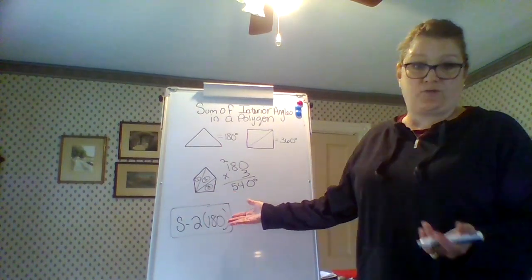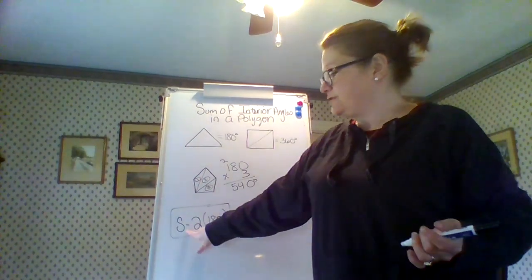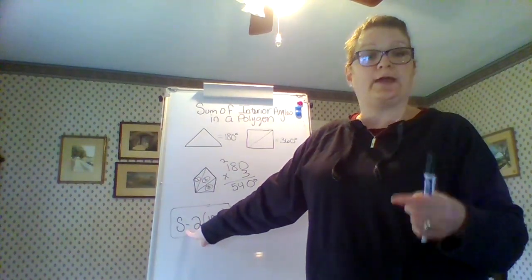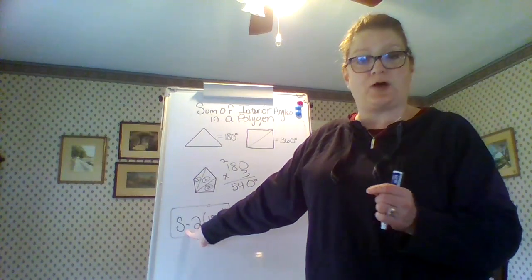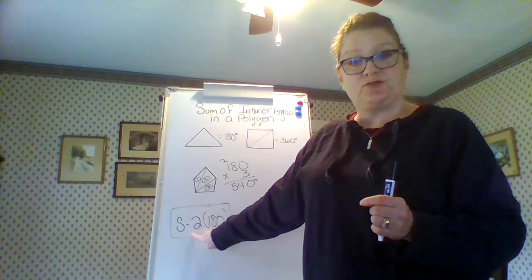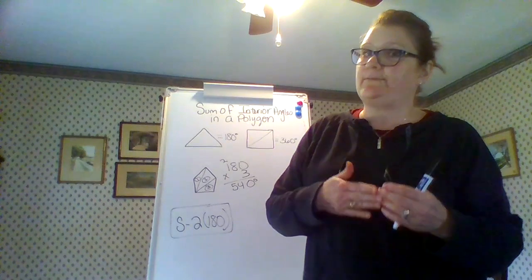And the better way is this formula right here, which is you take the number of sides of the polygon that you're trying to find the sum of the angles for, take the number of sides, subtract 2 from it, and multiply what you get by 180.